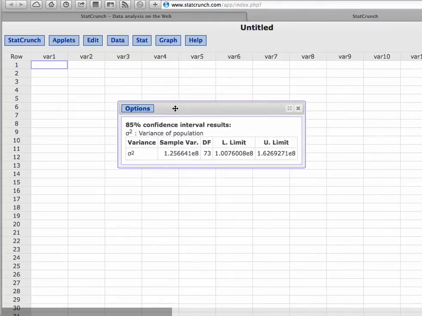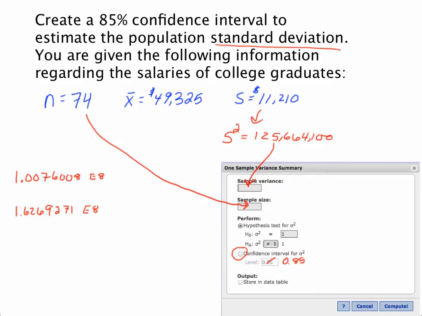What they're going to give you is the variance here, and they're giving you the upper limit and the lower limit, but these are in scientific notation. The E8 is telling you have to move the decimal point. So what I'm going to do is pause the video a second. I'm going to copy down these numbers and write them over here on the left. Okay, I have written down the numbers.